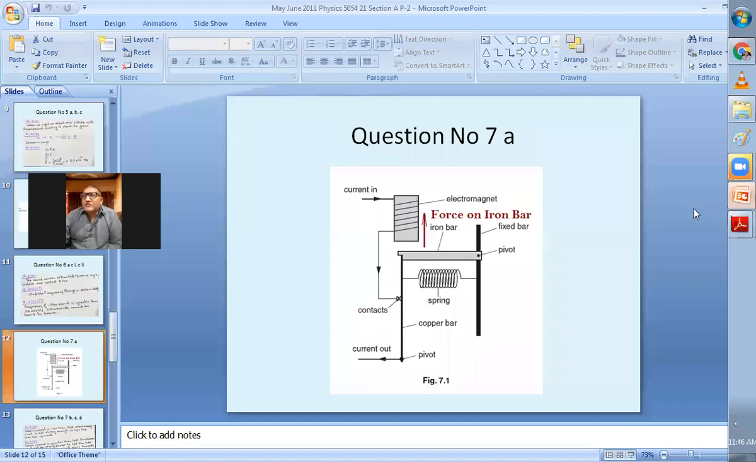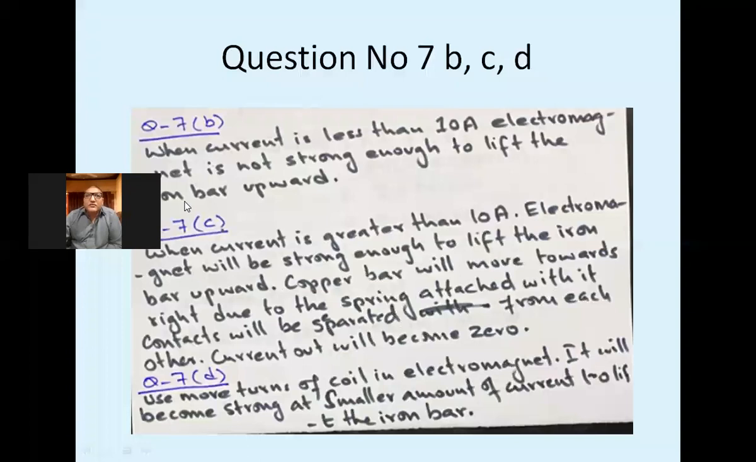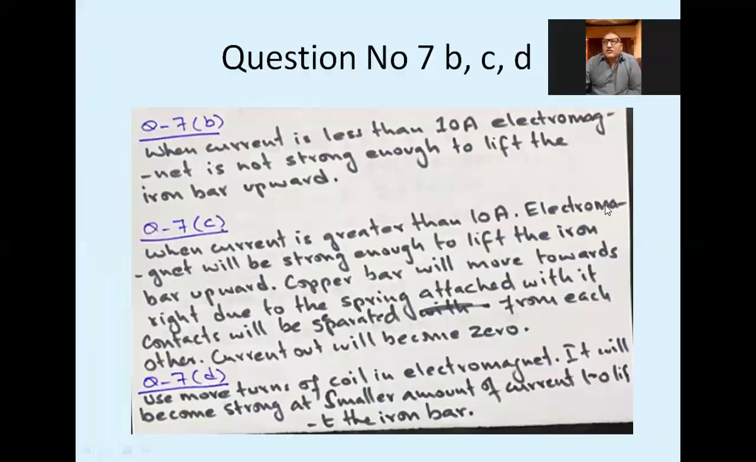I've written this answer. Let me show you my written answer also. So here we go. It says when the current is less than 10 ampere, the electromagnet is not strong enough to lift the iron bar upward, because the force of attraction between the electromagnet and the iron bar is less than the weight of the iron bar. So that's why the iron bar will not move upward. Okay. So hopefully you have understood this part, and let's move to the next part.